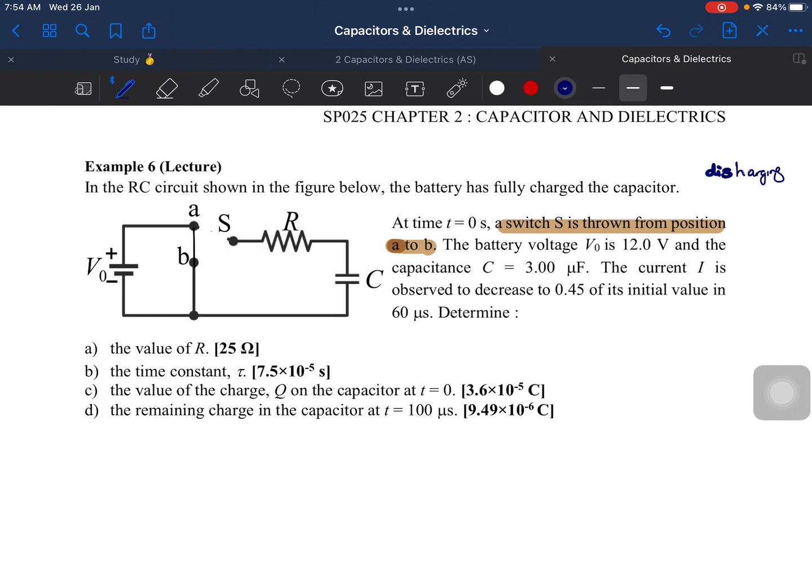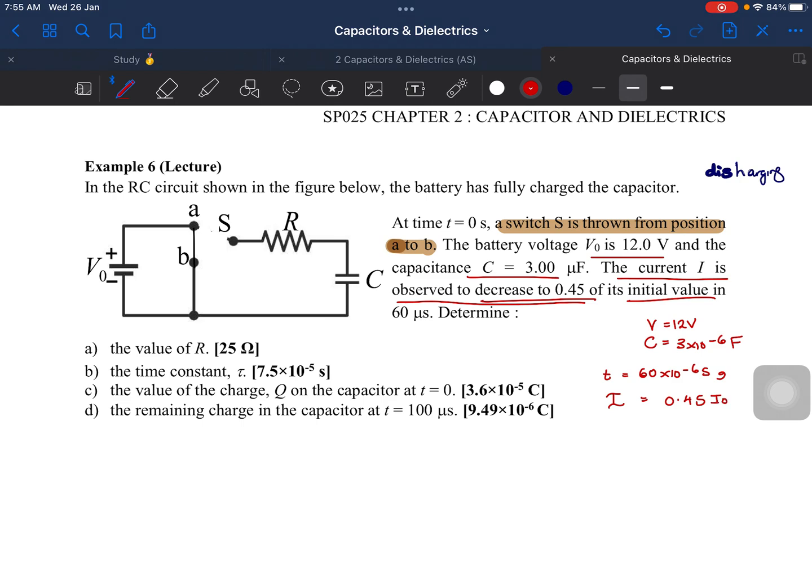So the battery voltage is 12 volt. And then dia cakap the capacitance is C equals to 3 darab 10 kuasa negatif 6 farad. Okay, betul kan? Lepas tu dia cakap the current I is observed to decrease to 0.45 of its initial value in T equals to 60 microsecond. Dia cakap kat sini adalah pada waktu time 60 darab 10 kuasa negatif 6 second. So current yang ada sekarang didapati berkurang sebanyak 0.45 daripada its initial value ataupun dia punya maximum value, okay?